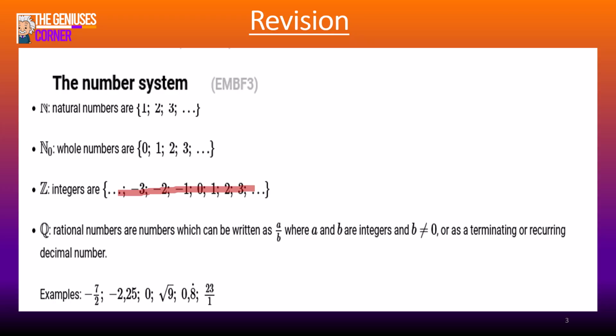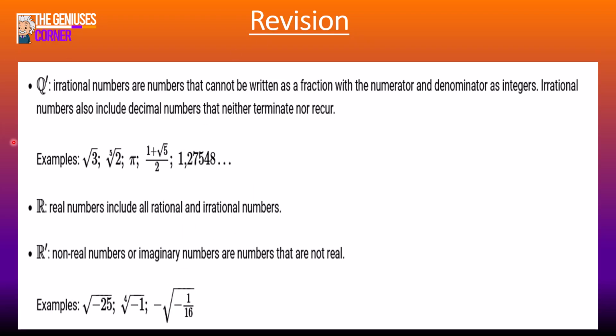Right. Now we have irrational numbers, and irrational numbers are numbers that cannot be written as a fraction. So they can never be written as a fraction with the numerator and denominator as integers. So they cannot be written as rational numbers, basically. Irrational simply means the opposite of rational. And irrational numbers also include decimal numbers that neither terminate nor recur. So they don't terminate and they don't recur.